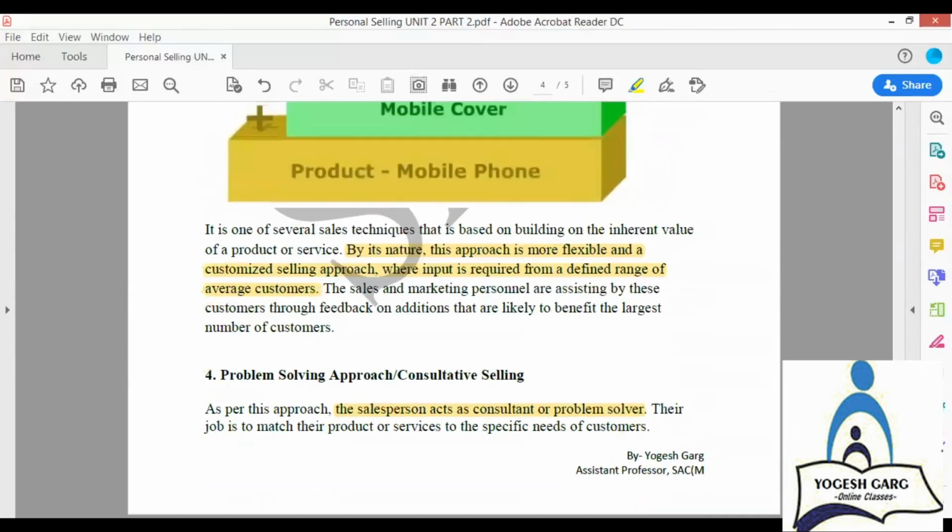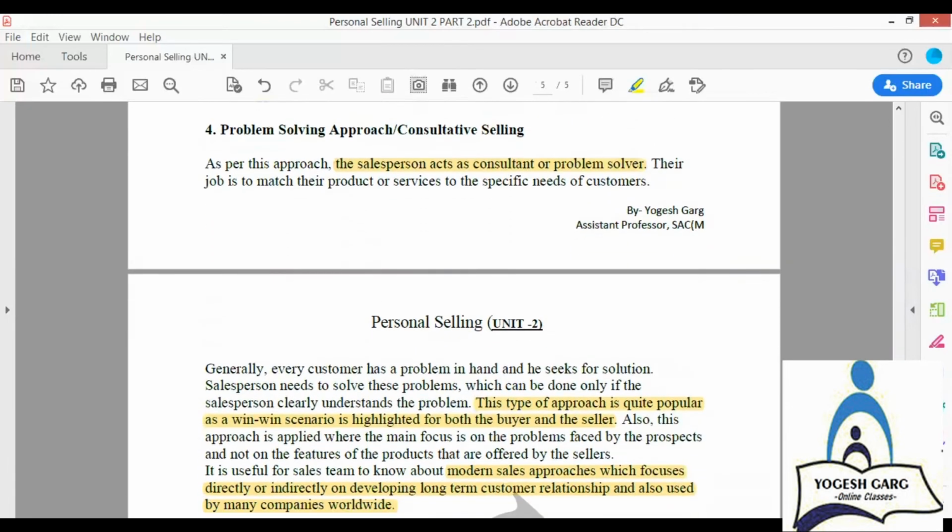And the last approach is problem solving or consultative selling. Again, you can have a little bit of confusion between partnering and this one, but there is a basic point which I can make clear before starting this approach. In the partnering approach, there are three parties: the agent, the company, and the buyer. The agent is a member of the company, but he has to take care of the buyer's needs also.